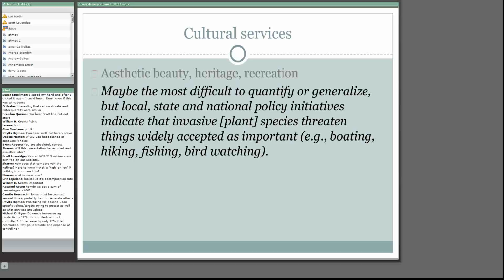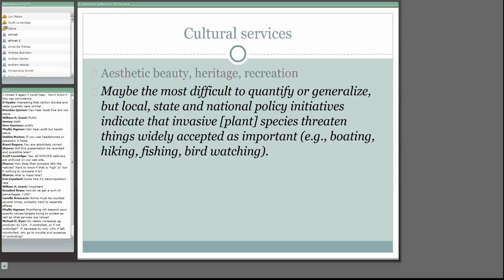So cultural services, this is probably one of the most difficult to quantify or generalize, but obviously there's interest. Local, state, national policy initiatives indicate that invasive species threaten things that are widely accepted as important. Things like boating, hiking, fishing, bird watching, things that we consider important to our livelihood, is something that is included or should be included in these evaluations.